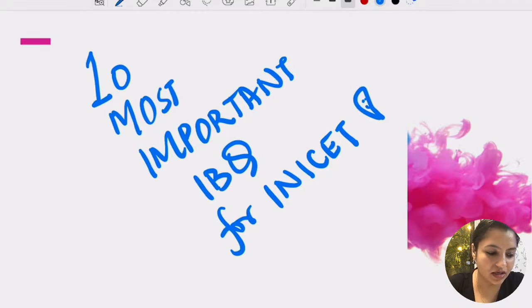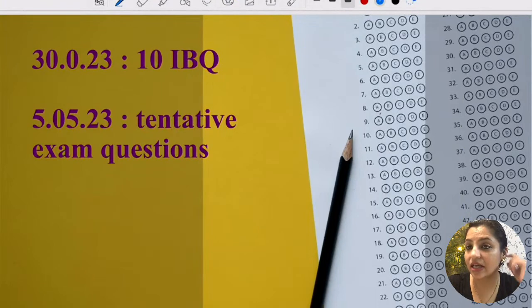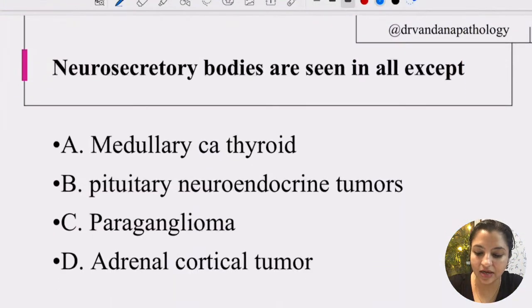So let's quickly start. So these are 10 important IBQs for INICET. Basically, just a quick recap of what all questions can be coming. So today we are going to just discuss the 10 IBQs, and then on 5th, before your INICET, we'll discuss some tentative exam questions also. So let's quickly come to the quiz.